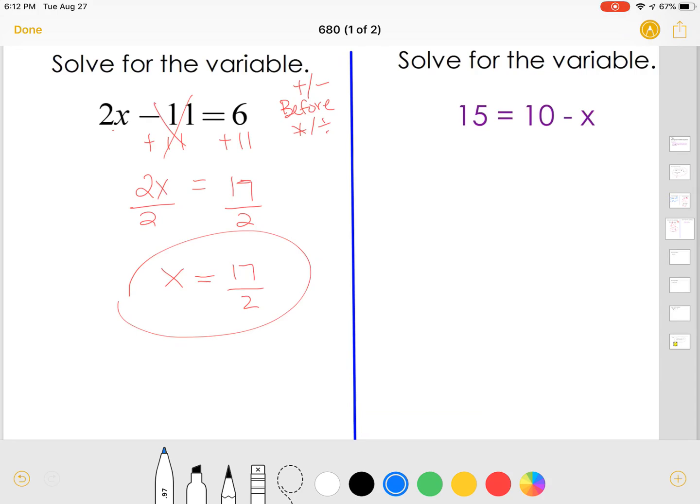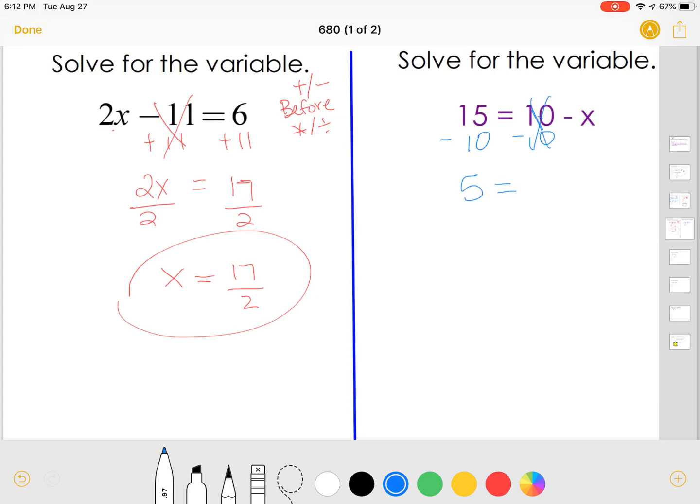So we have 15 equals 10 minus x. So here's another one where there are a couple of different strategies you can use. So I am going to start and I'm going to subtract my 10. It's a positive 10, so the opposite or the inverse would be to subtract it. So 15 minus 10 would be 5.